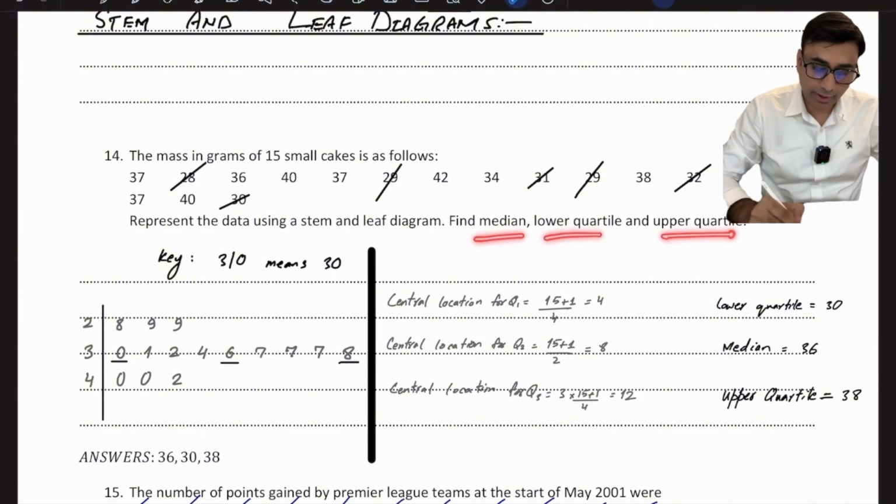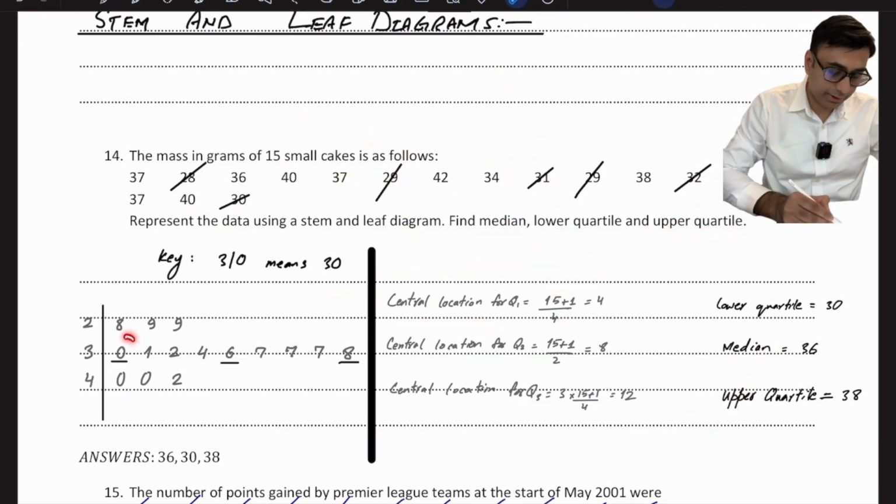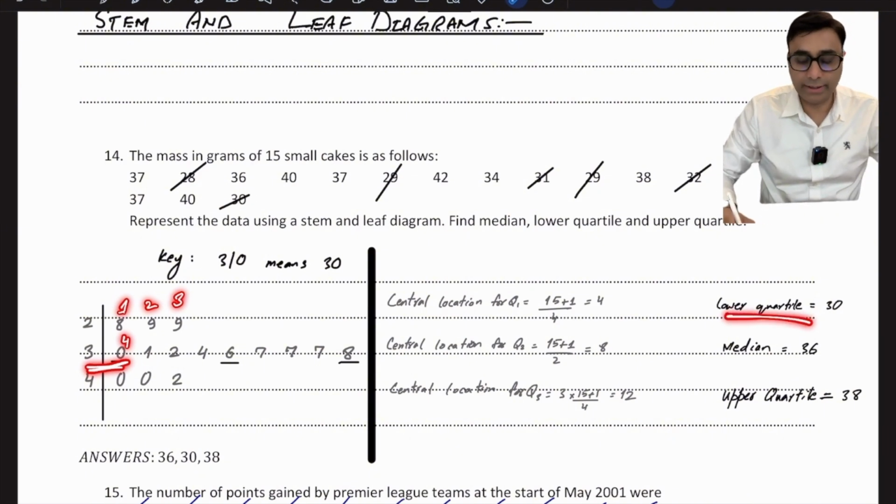Next, you find the location of the lower quartile. The formula is (total frequency plus 1) divided by 4. This comes out to be 4. So you see what data is at the first, second, third, and fourth location, and that will be 30. So you can identify that the lower quartile is 30.